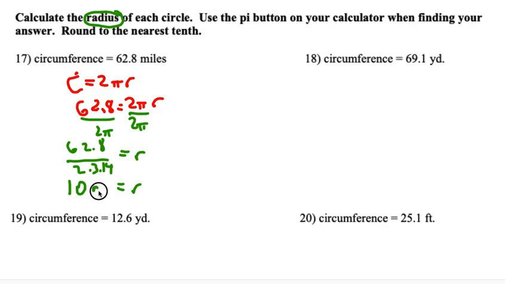which is miles for the circumference, miles for the answer. So quick recap, you know the circumference, plug in the information, given the formula that relates it to the radius, and solve.